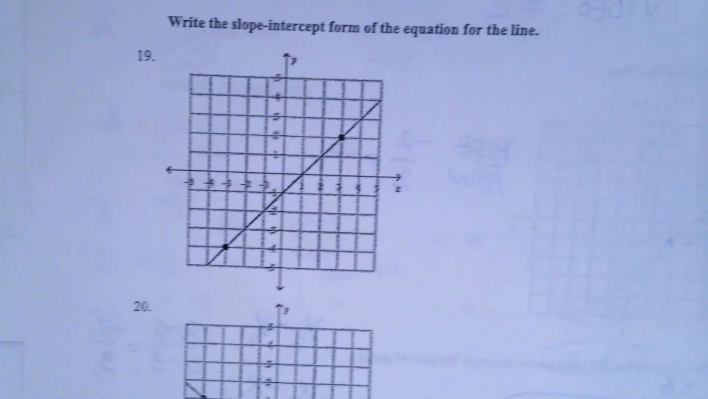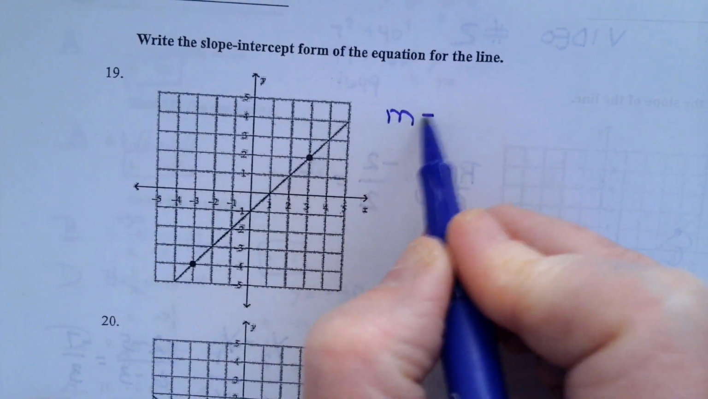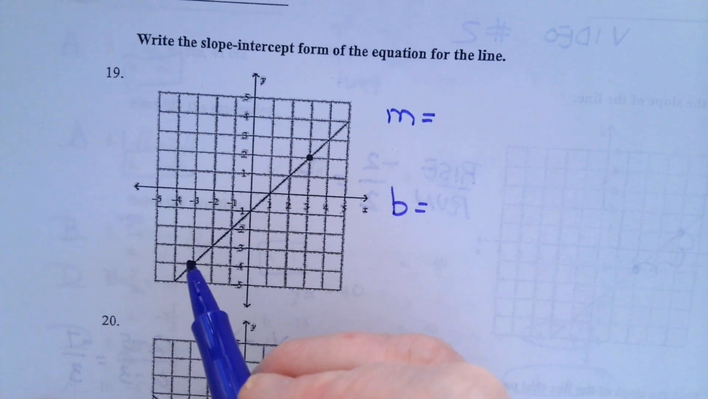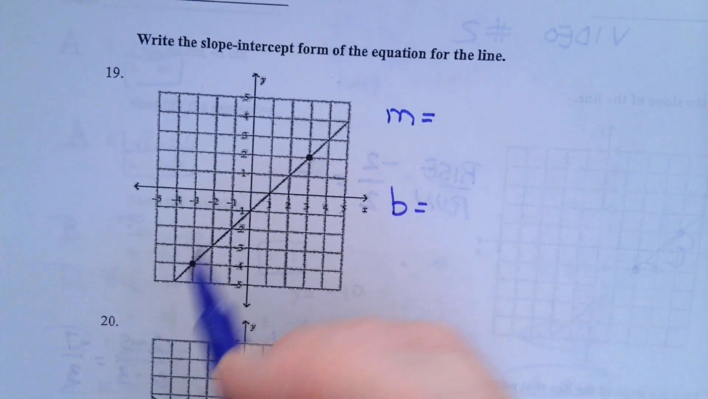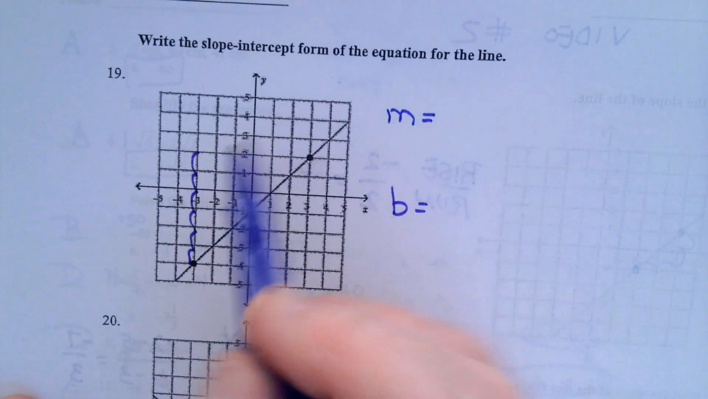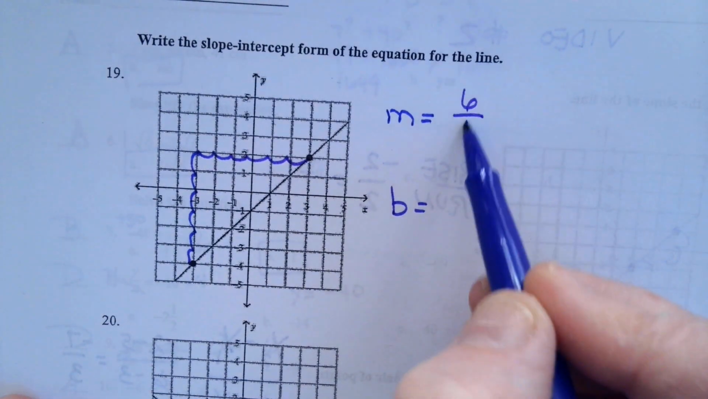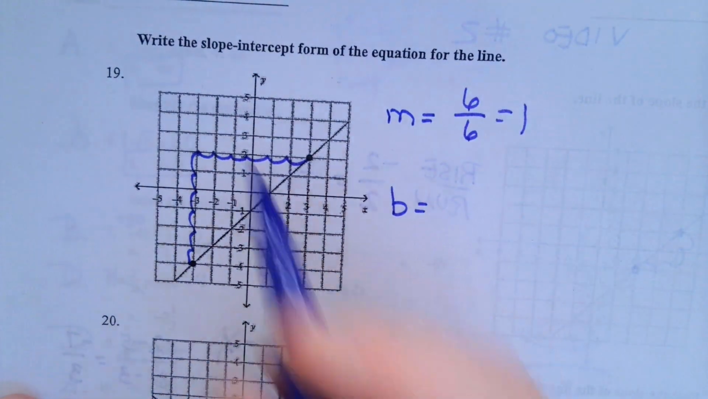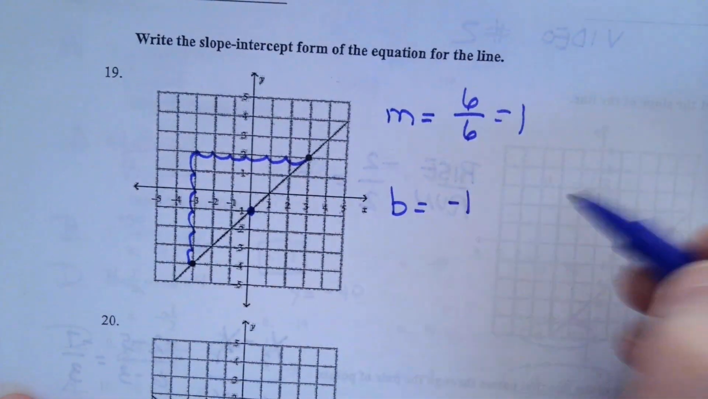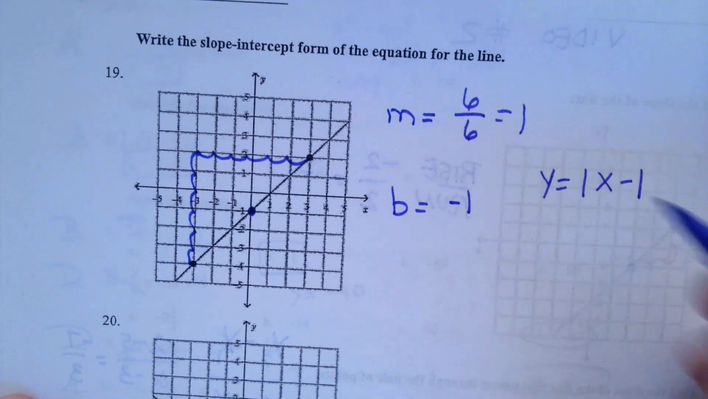Number 19 says write the slope-intercept form for the line. So we need to identify the slope and identify the y-intercept. So I'm going to count out the slope. 1, 2, 3, 4, 5, 6. 1, 2, 3, 4, 5, 6. So it's 6 over 6, which is 1. What is the y-intercept here? -1. So when I write the equation, it's going to be y equals 1x minus 1.